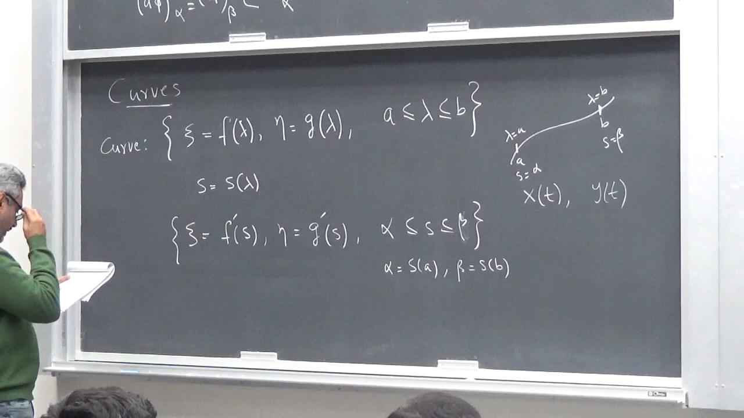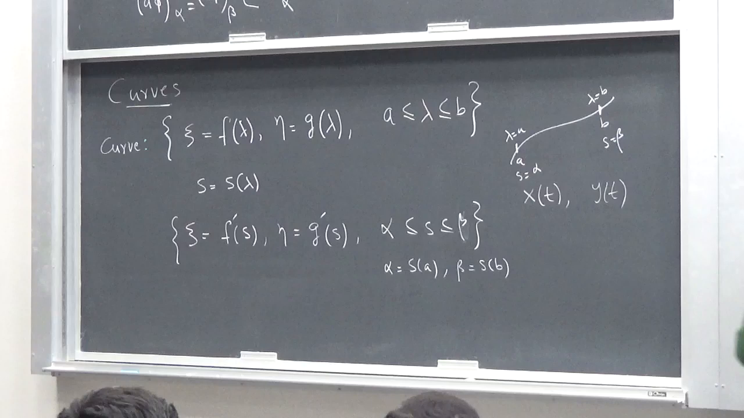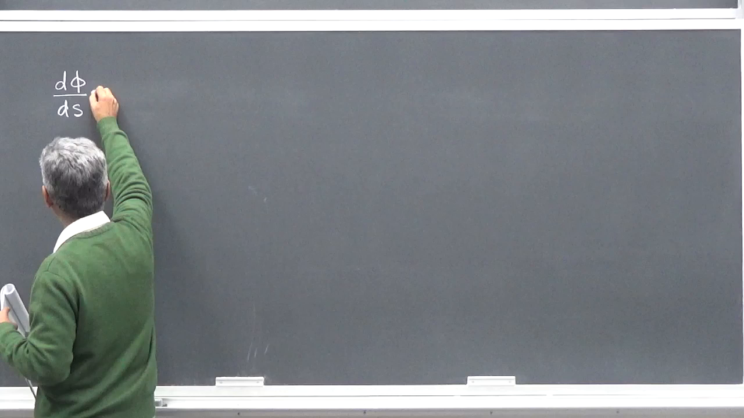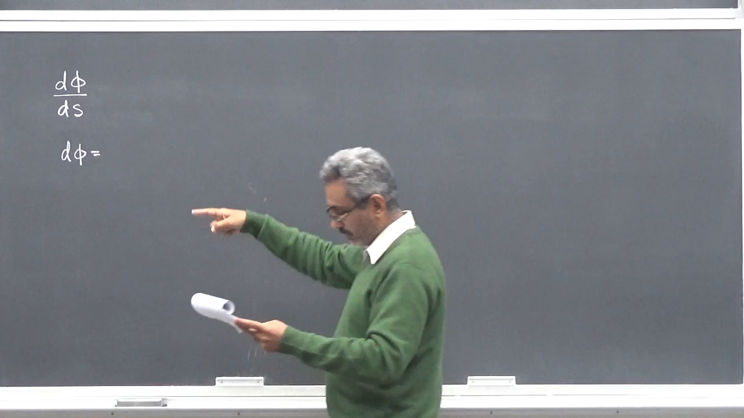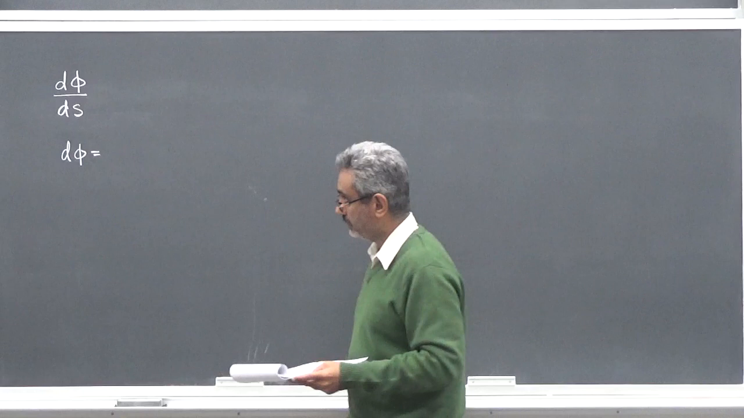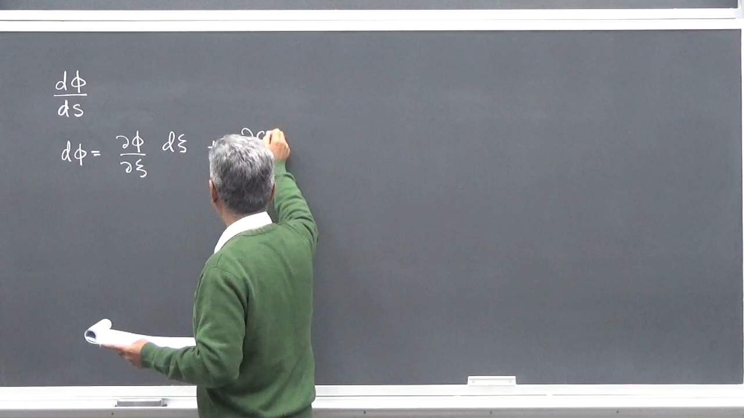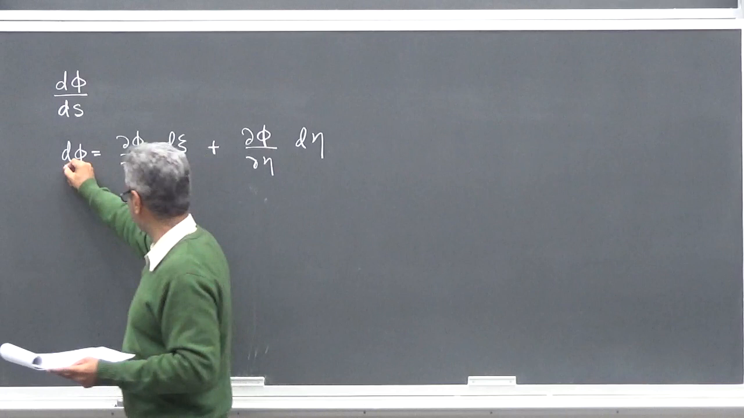So this is what we're trying to calculate, right? We're trying to calculate d phi by ds. And so what is this equal to? What is d phi equal to? The coordinate system that we're using is alpha and beta. So this is going to be partial phi by partial alpha d alpha plus partial phi by partial beta d beta, right? And so if you wanted to calculate this, it would just become this.